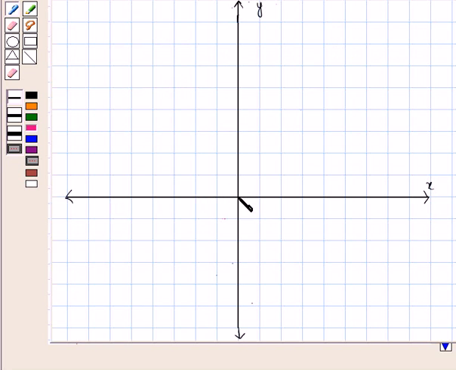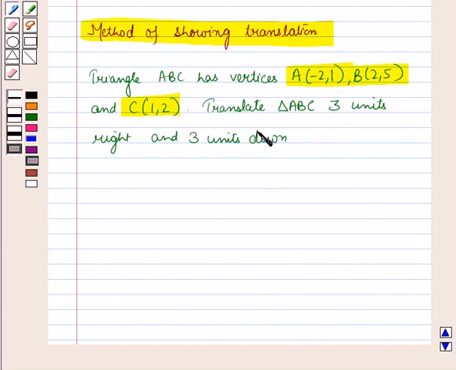Now, left and right movement leads to change in x coordinate, up and down movement leads to change in y coordinate. For moving up, we add in the y coordinate. For moving down, we subtract in the y coordinate. For moving right, we add in the x coordinate, and for moving left, we subtract in the x coordinate. Now here we have to move 3 units right. It means we have to add 3 to the x coordinates, and we have to move 3 units down. It means we have to subtract 3 from the y coordinates of the vertices A, B and C.